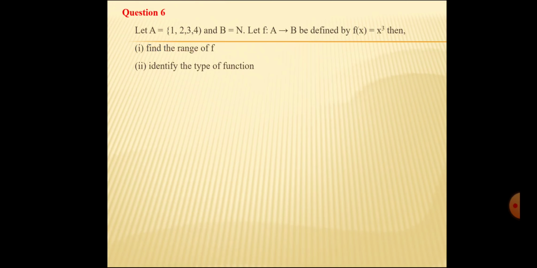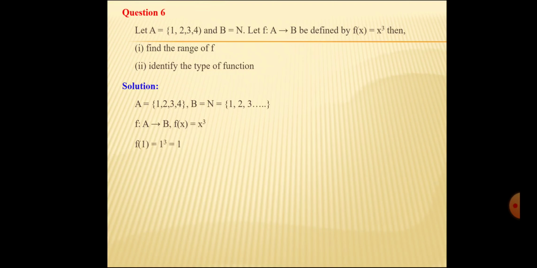Next, question number 6. Let A is equal to {1, 2, 3, 4} and B is equal to N. N means natural numbers, already you know, many sums: 1 2 3 4 etc. Let f from A to B be defined by f of x equal to x cube. Then find the range of f. Range means, already you know, the coming answer. Identify the type of function. If you want the type of function, you draw the arrow diagram. Here first you substitute in f of x equal to x cube.